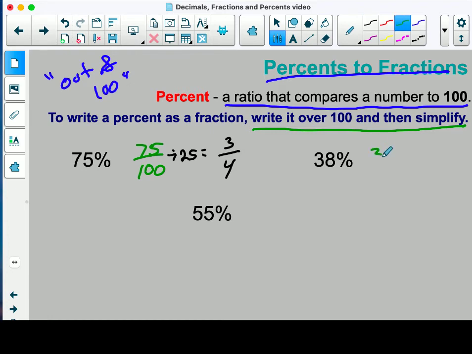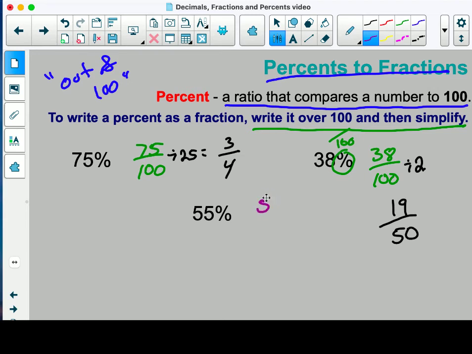38%. Percent means out of 100. So that percent sign is kind of like your 100, your fraction part. 38 over 100, well, those can each be divided by 2. And we get 19 over 50. Okay, I know the simplifying part can be difficult sometimes, so don't stress too much about that. The fact that you know it goes out of 100 is the bigger part.